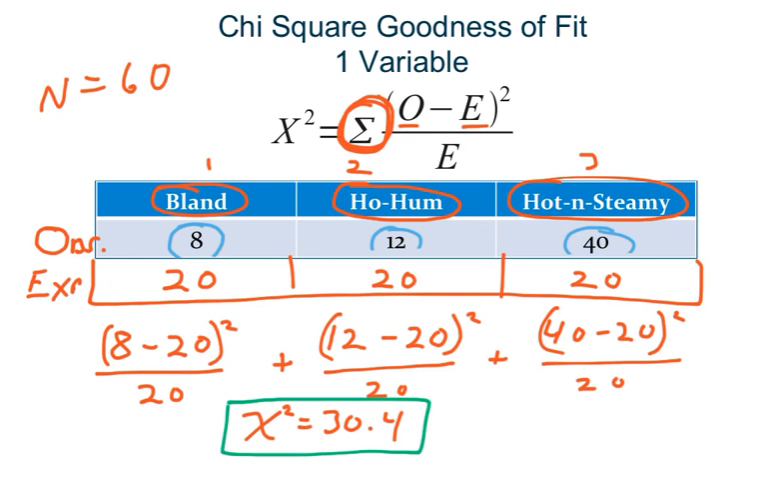Well, we now have a chi-square value, a calculated chi-square, and just like with z-tests and t-tests and f-tests, we now need to compare that to some critical value. That is the value that would happen just by chance alone, just by the sample that we happen to get, 5% of the time.